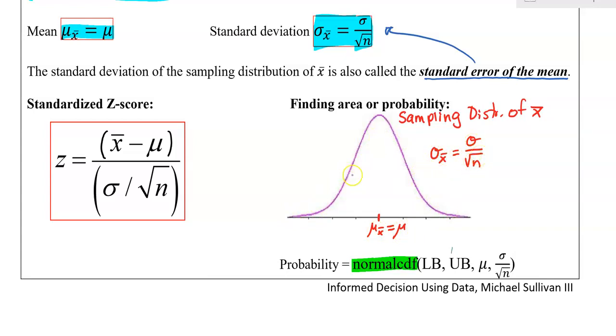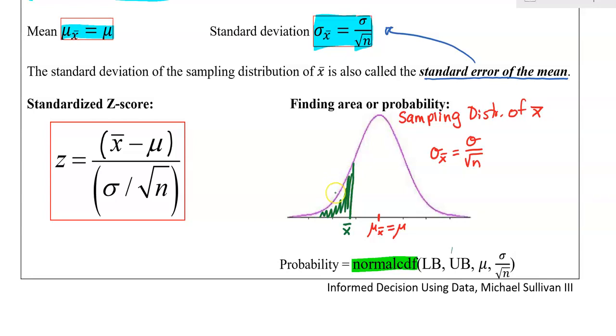So if we're going to find some probability, now the probability is going to be about an x bar. They're going to give us a sample, and then the problem is going to be asking about the mean of that sample. So that means the problem is going to be about x bar.